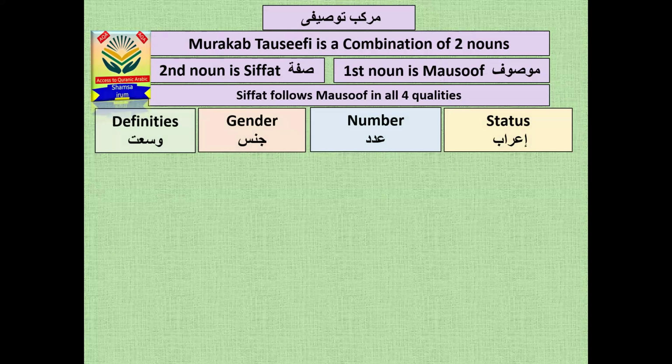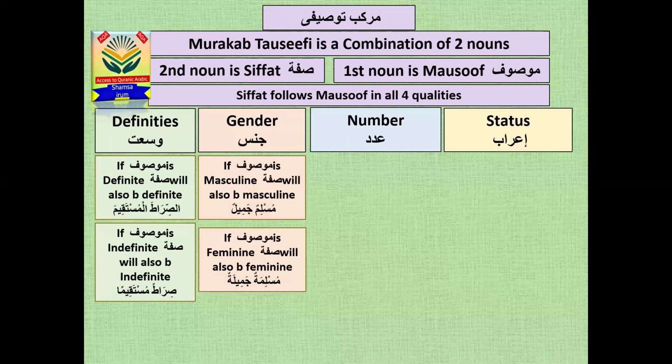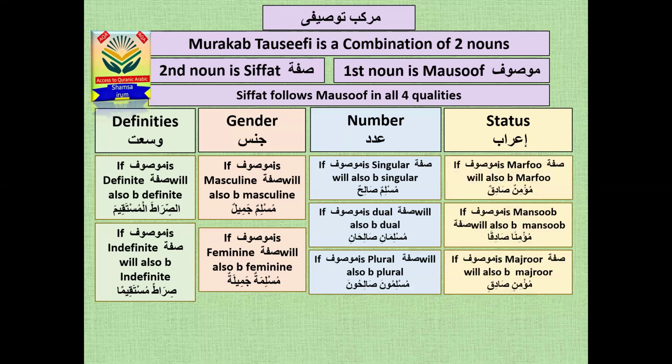Definiteness, wusat, which means capacity. You can say also capacity. If the mawsuf is definite, then sifa will also be definite. If mawsuf is indefinite, then sifa will also be indefinite. Gender-wise, if mawsuf is masculine, sifa will also be masculine. If mawsuf is feminine, then sifa will also be feminine. Same in adad, for the mufrad, musanna and jama, sifa will follow the mawsuf. Same for the i'rab. If the mawsuf is marfu or mansub or majroor, sifa has the same i'rab.